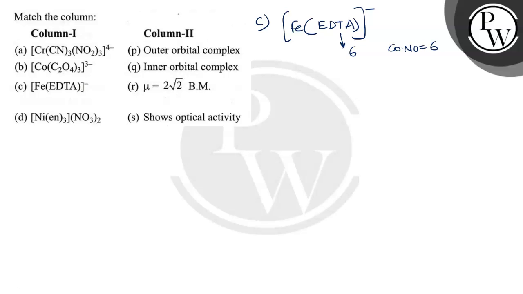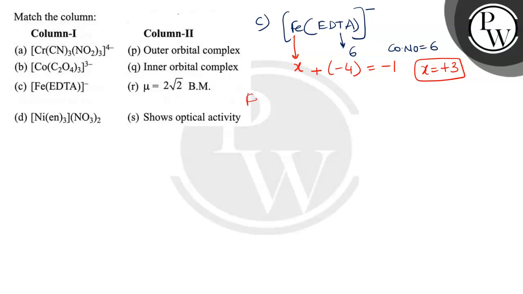Here iron's oxidation state is X, plus EDTA, which is the ethylene diamine tetraacetate ion. So there are 4 acetate ions, so 4 minus will be there in this EDTA, and that is equal to -1. So X is equal to +3. So iron is in the +3 oxidation state in this complex.